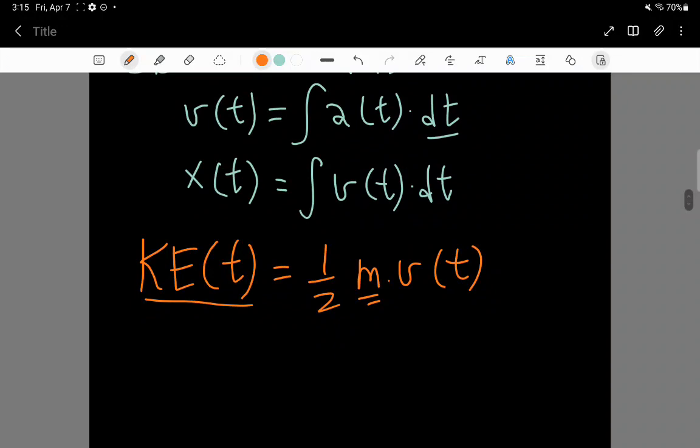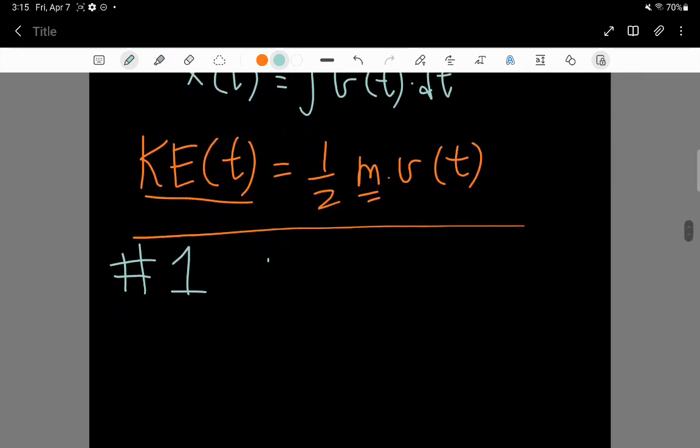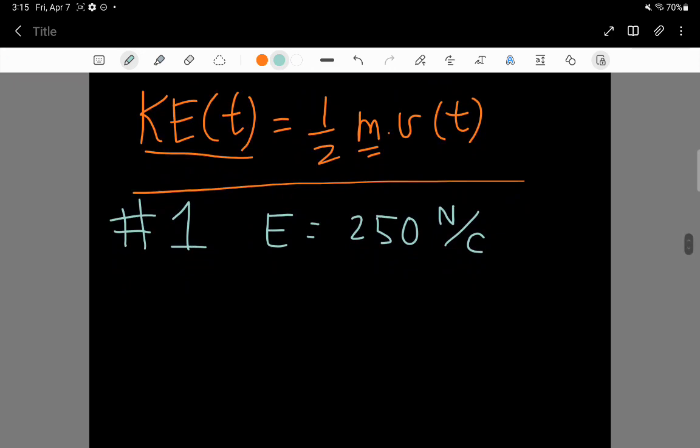So let me go through the two scenarios. So scenario number 1, it has an electric field that is constant, and it's equal to 250, let me be more clear, so 250 newtons per coulomb, right? So the units are force per charge, so that if you were to multiply by a certain amount of charge, you're left over with a force, and that's how you use the electric field. In this case, scenario number 1, there is no time dependence for the electric field.